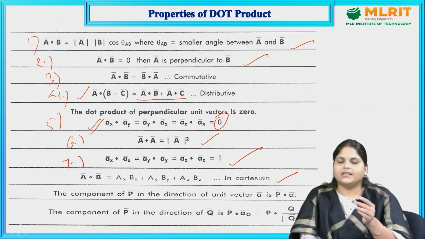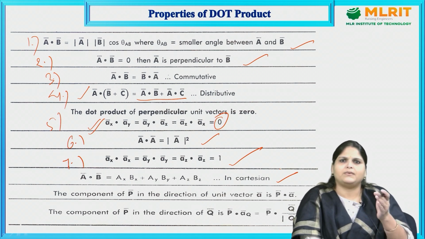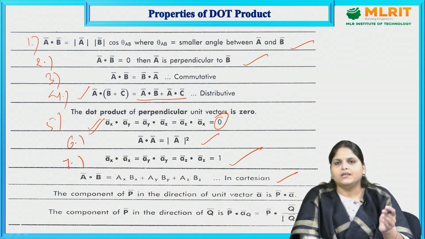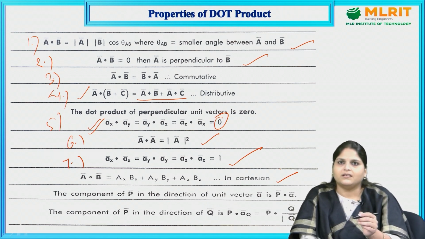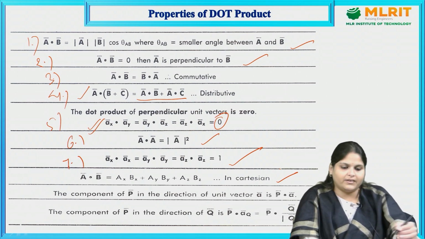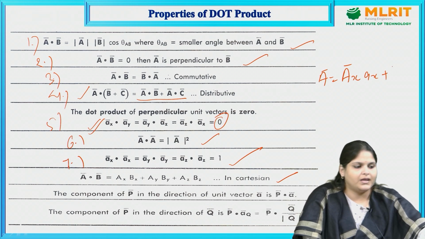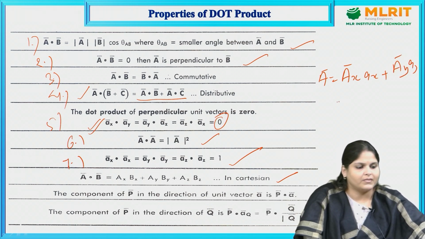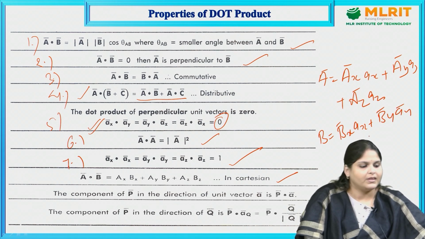So a in the Cartesian coordinate system will be a_x a_x plus a_y a_y plus a_z a_z. Similarly, b will be b_x a_x plus b_y a_y plus b_z a_z. So when we want to multiply them by using this dot product, it becomes a_x b_x, because a_x dot a_x, when you write, for example, a is a_x a_x plus a_y plus a_z, and if we see, b is equal to b_x a_x plus b_y plus b_z a_z.